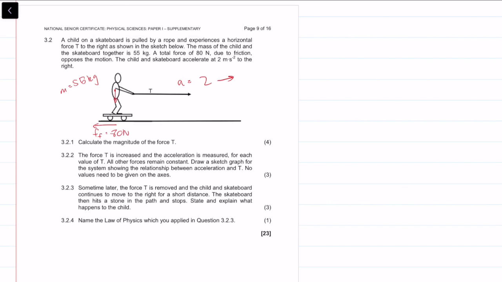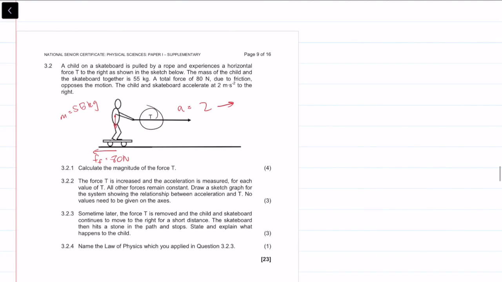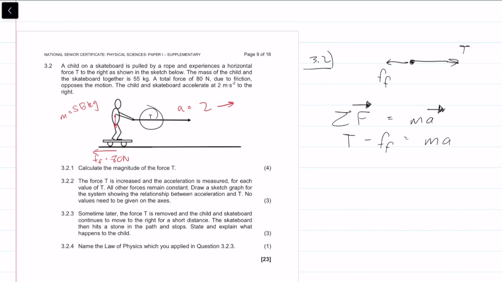Cool stuff. So we care about that force right there, but we're going to start off as per usual by drawing a nice free body diagram of this child. So we've got T and we've got force friction. We know the force friction, so let's do the sum of the forces in the right direction is equal to mass times acceleration in that direction. We have T positive minus force friction is equal to mass times acceleration.